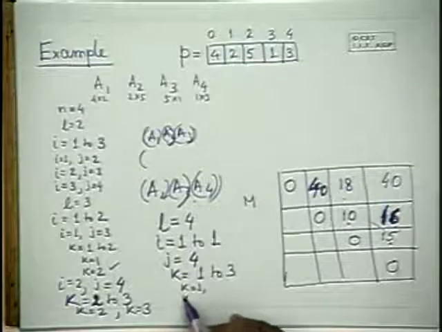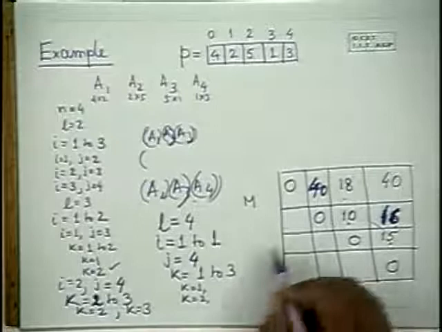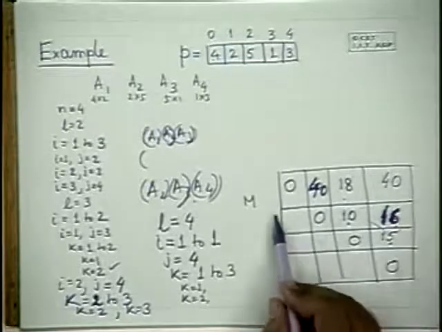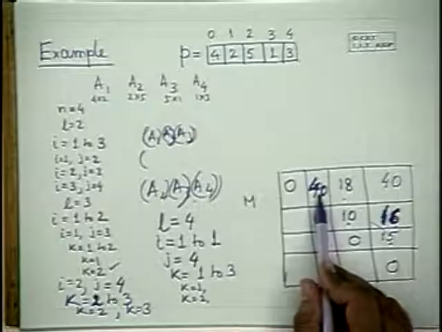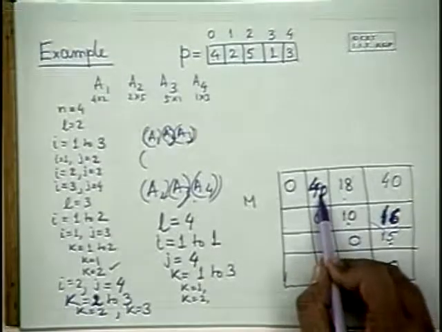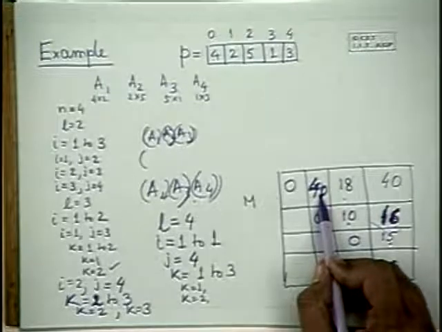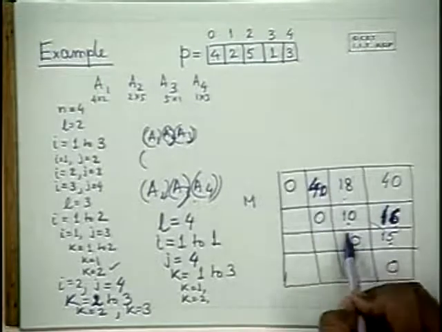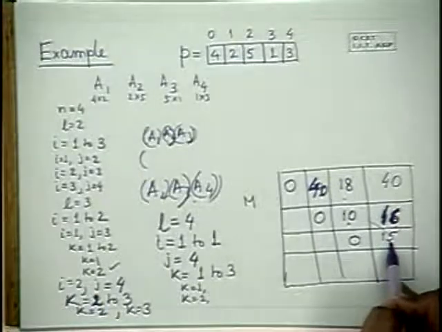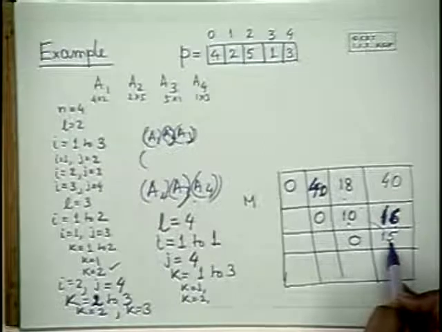Okay. Now K is equal to 2. What do we get? M12 which is there. M12 is 40. Then M34 which is 15. So 40 plus 15 is already more. So let's not compute at all. It is already more. We will not do it.